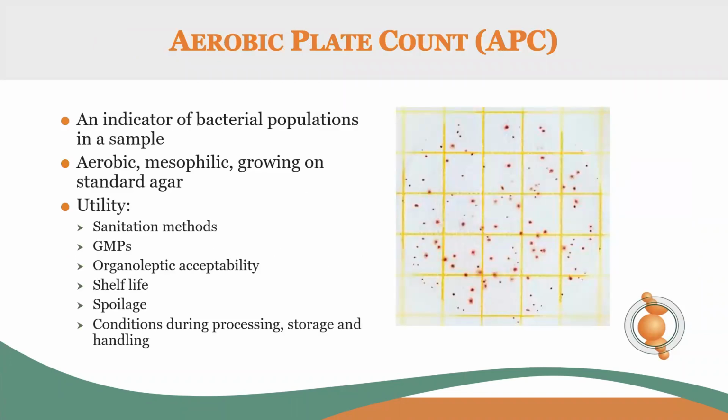All right, to discuss a little bit about some specific indicators, aerobic plate count, or APC, includes bacteria that are aerobic, mesophilic, and they are grown on standard agar. APC can be used to evaluate sanitation methods, adhere to GMPs, determine organoleptic acceptability, evaluate shelf life, identify spoilage in your product, and to evaluate conditions during processing, storage, and handling.